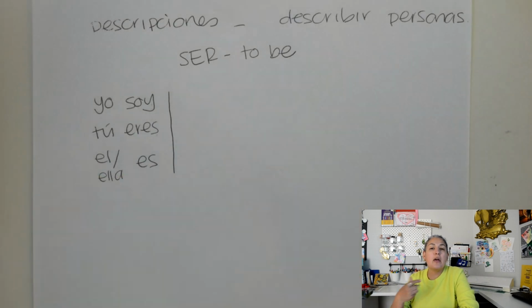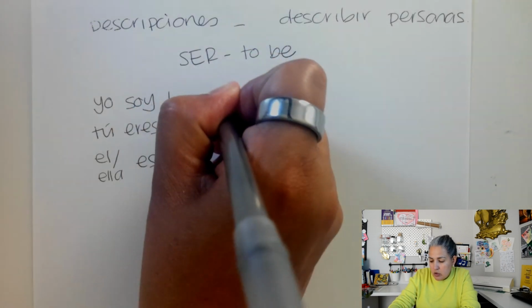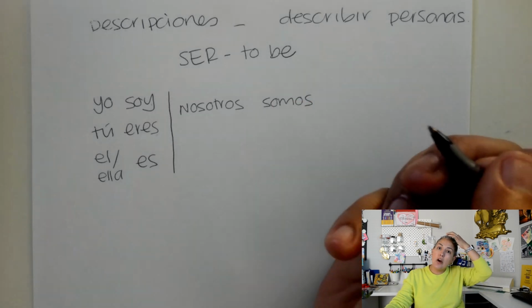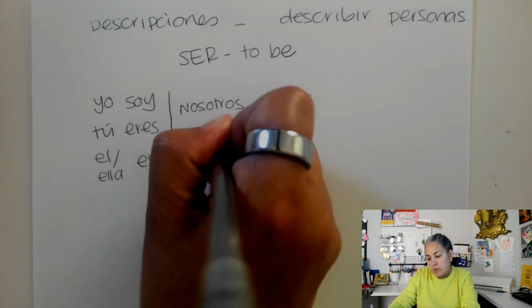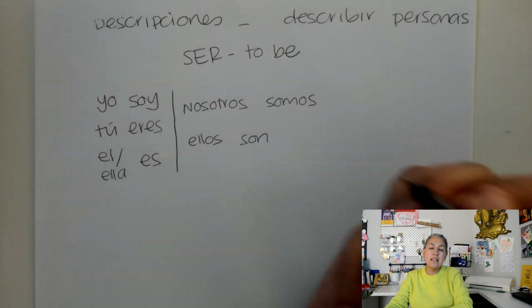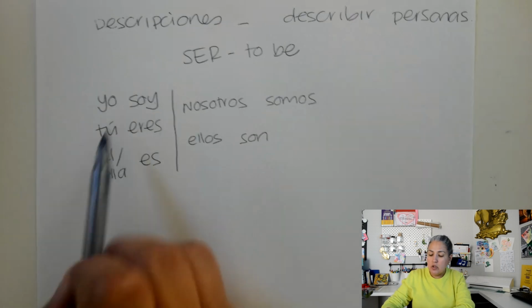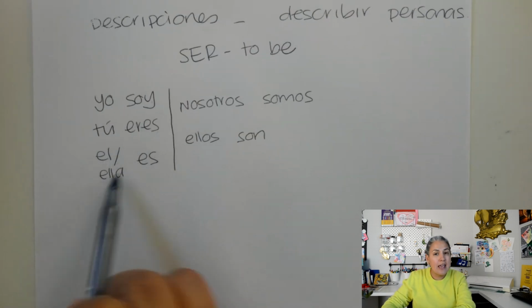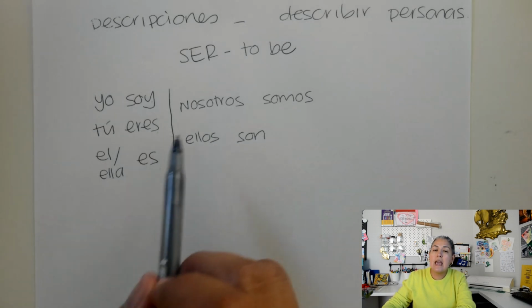Now, when it's plural and we're included, we use nosotros. Nosotros somos. That means we are. And the last one, ellos son. That means they are. So let's go over the whole chart again. Yo soy, tú eres, él or ella es, nosotros somos, y ellos son.